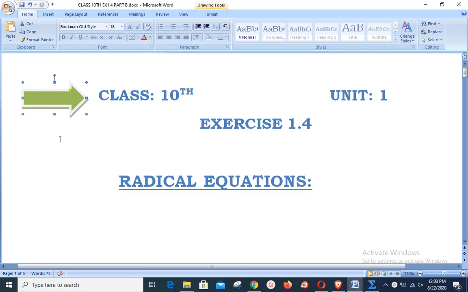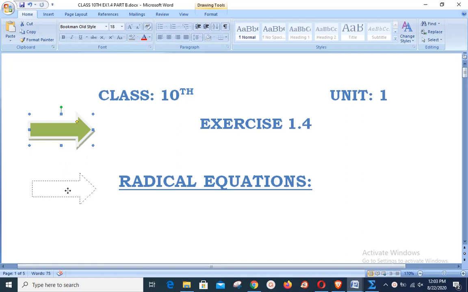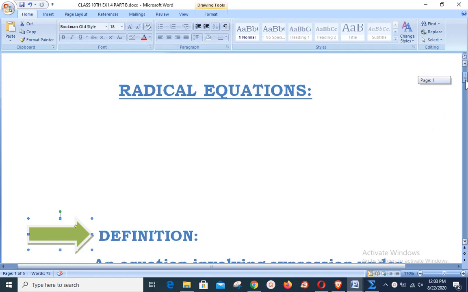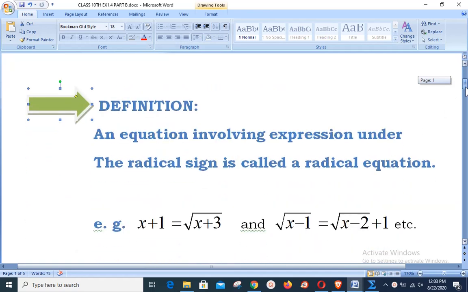Today's lesson is related to class 10th, unit number 1, exercise 1.4. Our topic is radical equations. Dear students, this is our second lesson on this topic. Today again we are going to first define radical equations and then we'll discuss the second kind of radical equation, and we'll solve the questions on this pattern.